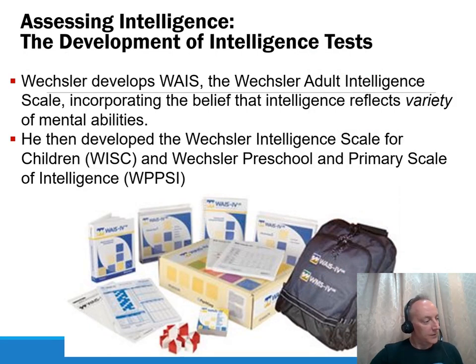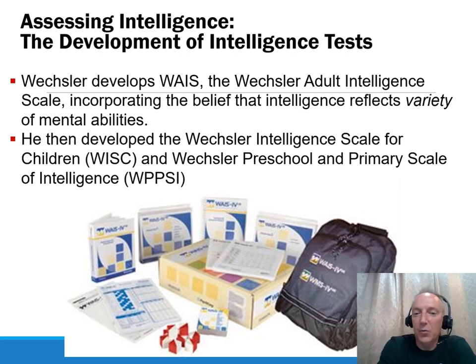So IQ testing had its beginnings with the Stanford Binet. Then David Wechsler became one of the most famous people in intelligence testing in the United States. He first developed the Wechsler Adult Intelligence Scale, the WAIS, able to test kids from like 16 all the way to adults in their 80s.